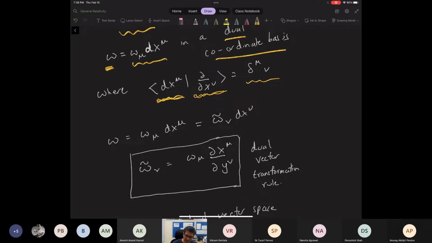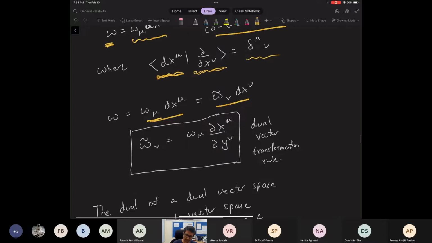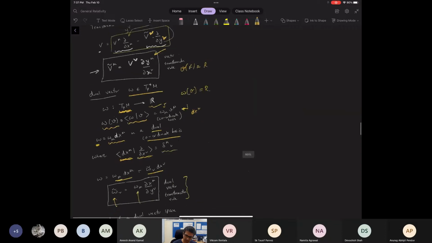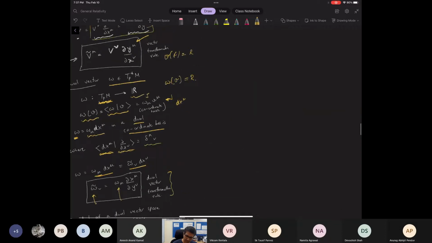And so omega, which I can write as omega_mu dx^mu or omega-tilde dx-tilde^nu, I can now write as omega_nu-tilde equals omega_mu partial x^mu by partial y^nu. This is the dual vector transformation rule. If you compare these two rules, the vector transformation rule and the dual vector transformation rule, you'll see that the x and y appear in different places.